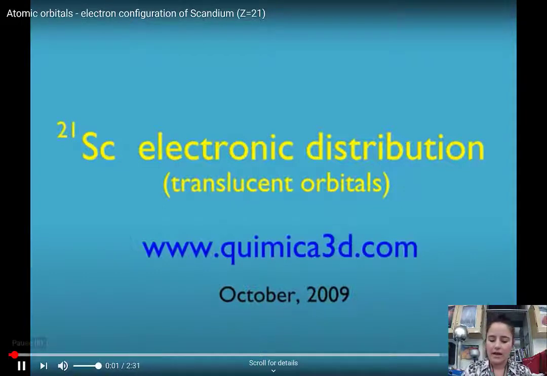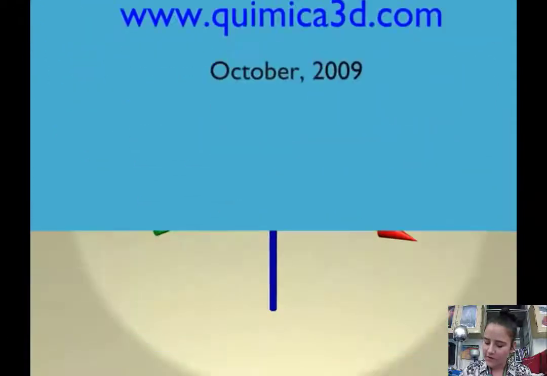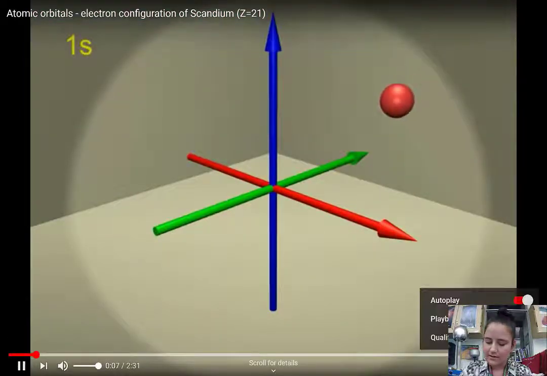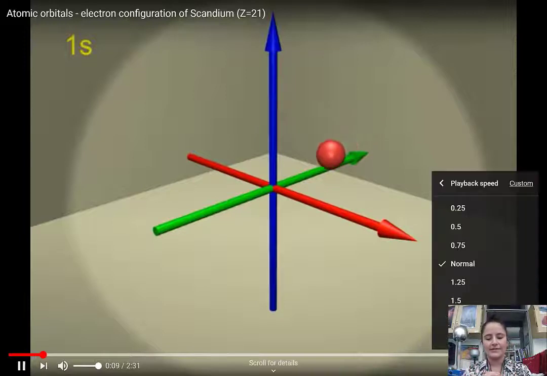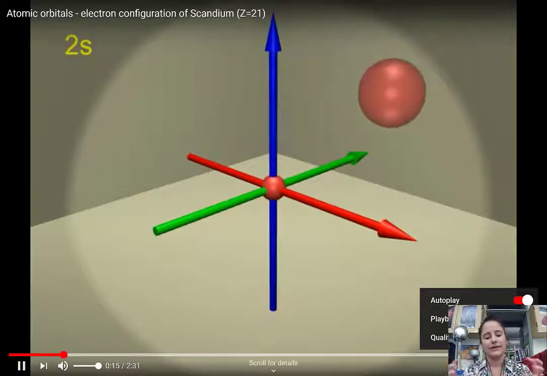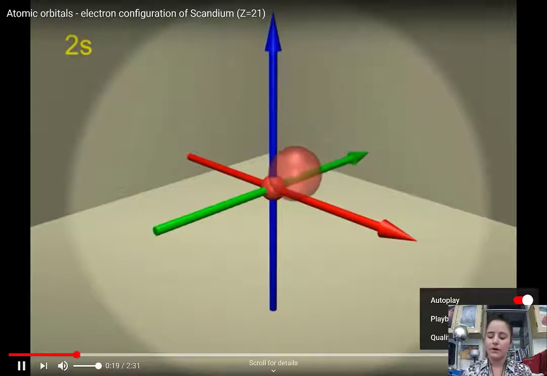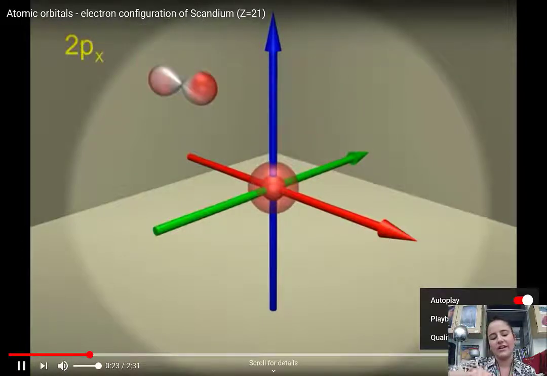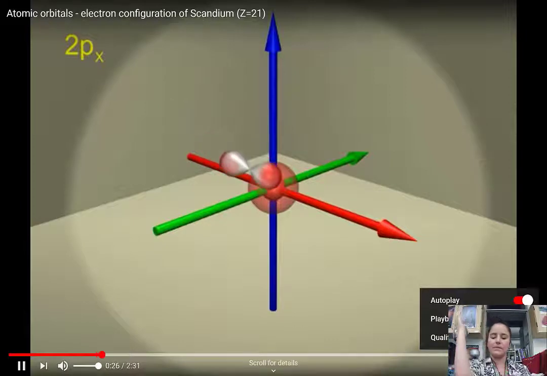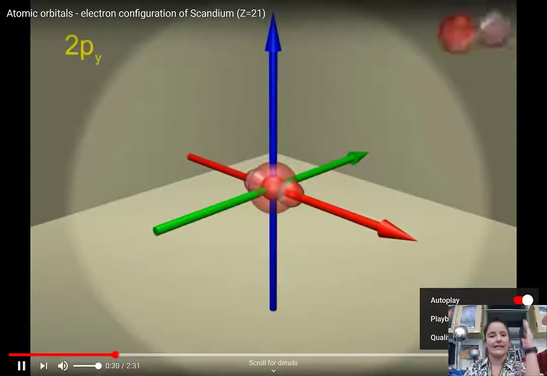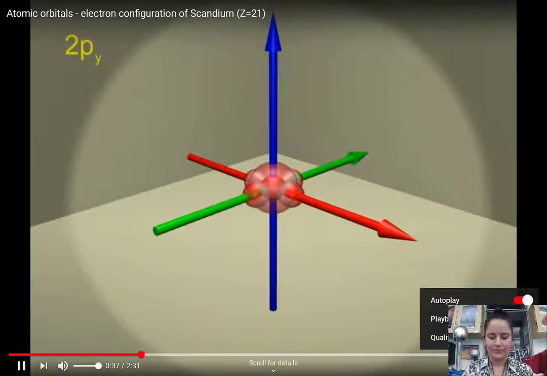Okay? And I'm going to put this video to go a little faster for us. Okay? So that's the 1s. It's a sphere. Again, the center of those axes is the nucleus. 2s is slightly bigger. P orbitals have that sort of infinity dumbbell shape, and there can be one on each axis, the x, the y, and the z axis.